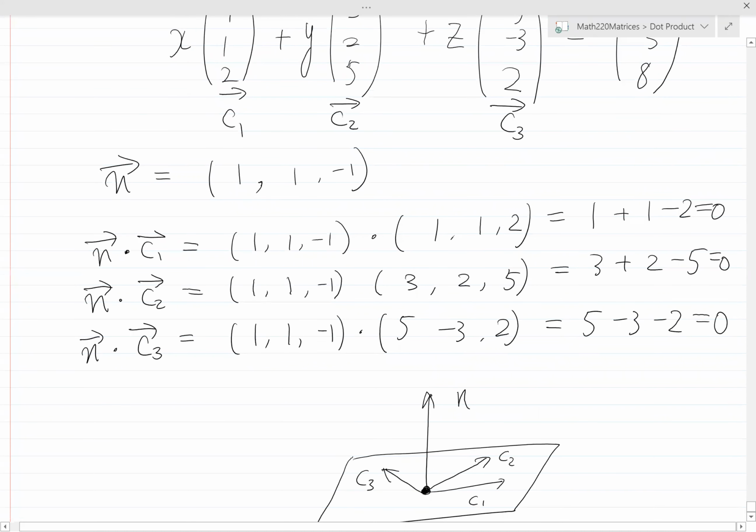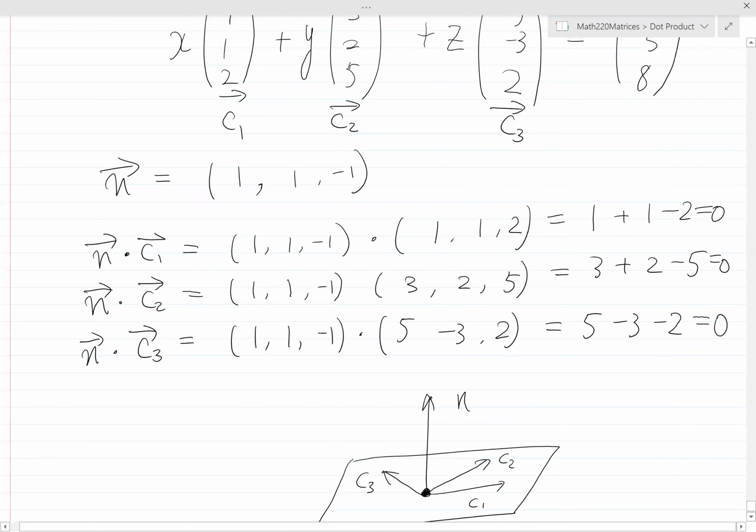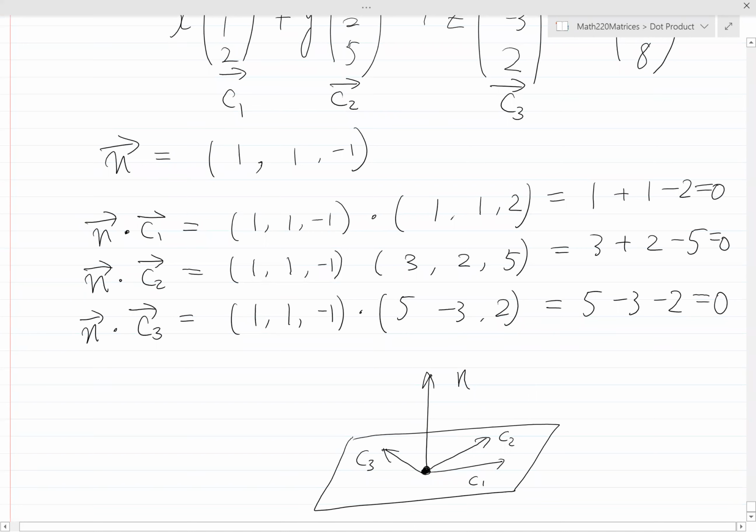However, any linear combination of these three vectors, C1, C2, C3, cannot escape the plane. This is the origin O. Any linear combination of these does not escape this plane, so any linear combination should again lie in this plane, and also n is perpendicular to that.